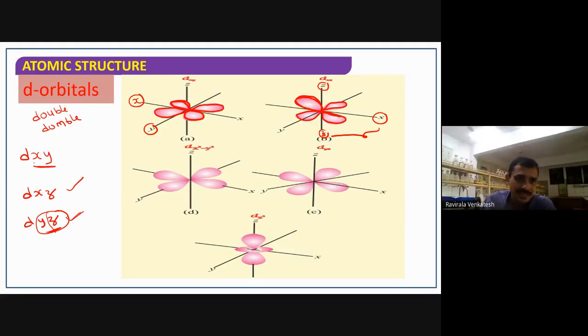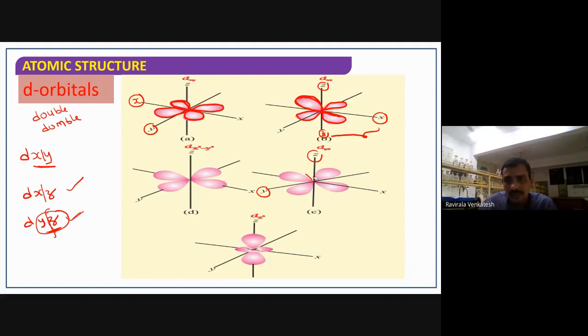Now you see, for drawing the DXY orbital, you have to draw an orbital between X and Y. For drawing the DXZ orbital, you have to draw an orbital between X and Z. For drawing the YZ orbital, you have to draw an orbital between Y and Z. Where is Y? Here it is. Where is Z? This is the Z. Now between Y and Z, you are drawing an orbital.